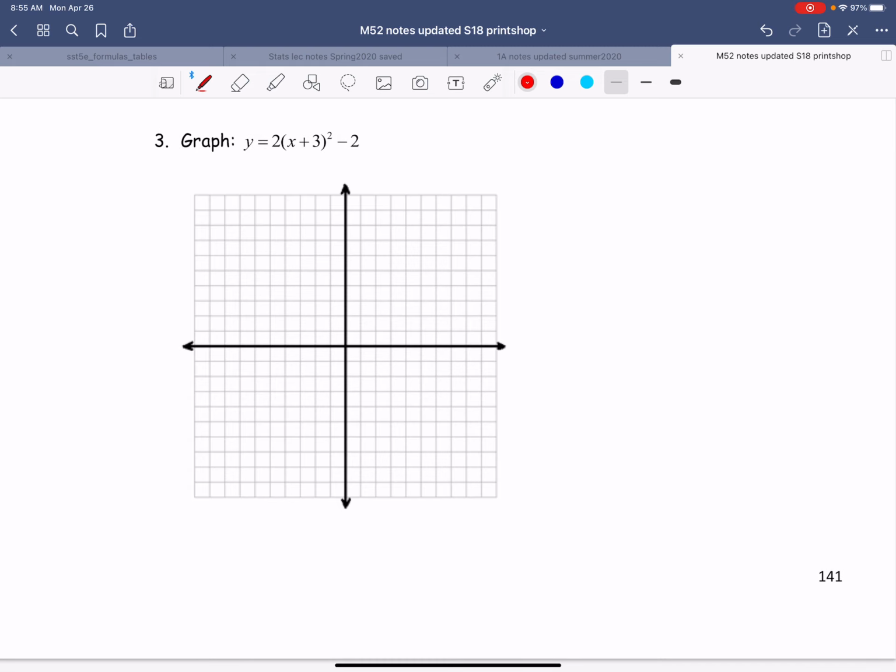Again, with this one, first I know that this parabola opens up, because my a is positive. Second, I'm going to look for my vertex. The vertex would be (-3, -2). Remember to take the opposite sign of whatever is inside the parentheses. That's where we got the vertex from.